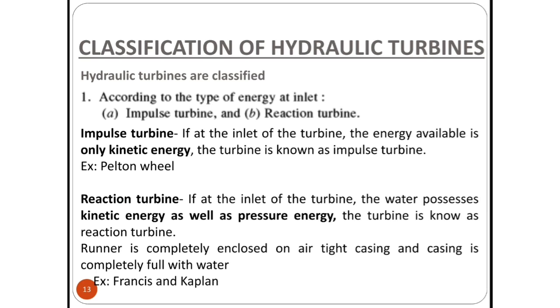So if at the inlet of the turbine water has kinetic energy as well as pressure energy, then the turbine is known as a reaction turbine. Here in the reaction turbine, the runner is completely enclosed in the airtight casing, and the casing is completely full of water. Since the runner is completely enclosed and water fills the casing, it results in pressure inside that casing. So in the reaction turbine there will be kinetic energy as well as pressure energy. The examples are Francis turbine and Kaplan turbine.